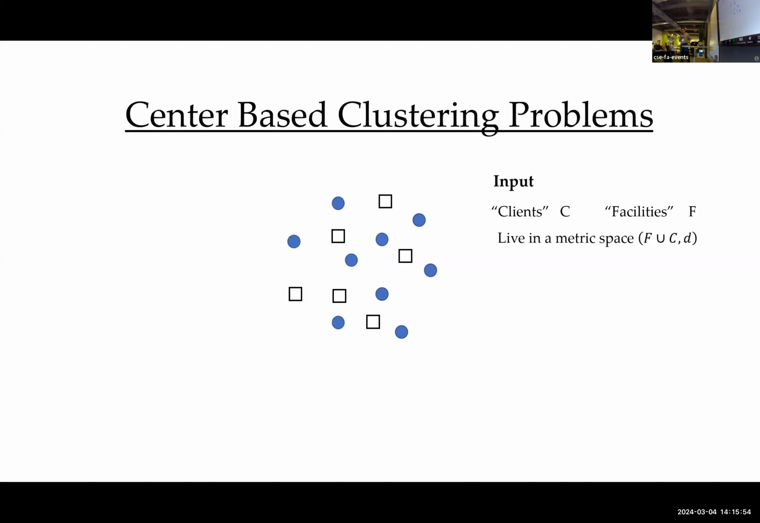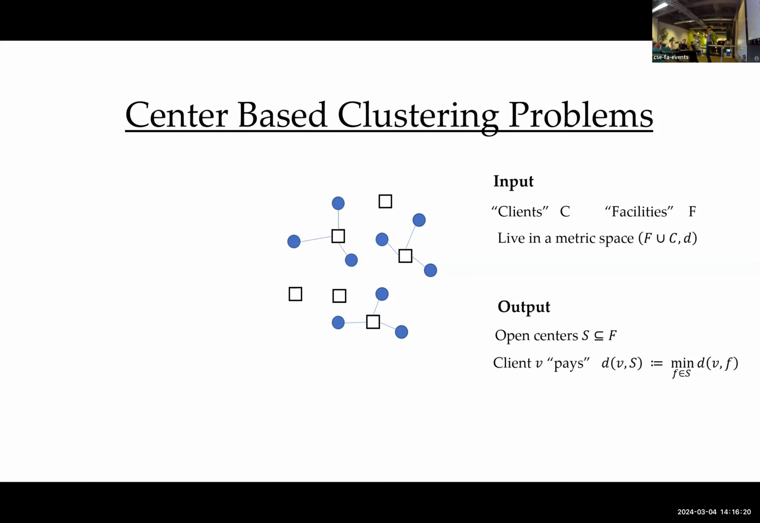So the setup is the same; I'll be talking about the supplier version. I'm going to talk about clusters and centers, clients and facilities. They both live in a metric space D. The goal is to output, or open, centers S in the set of facilities. And once you open them, at least for most of the talk until I reach my open problem, every client will go to the nearest open facility and pay that distance.